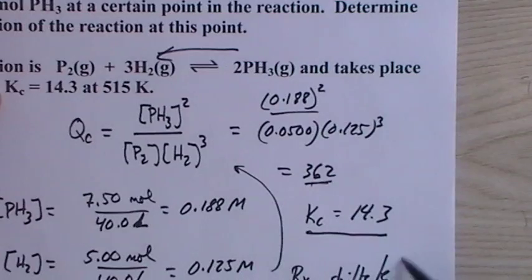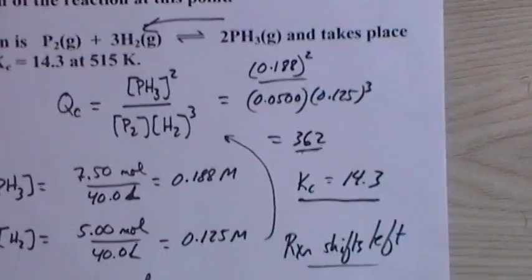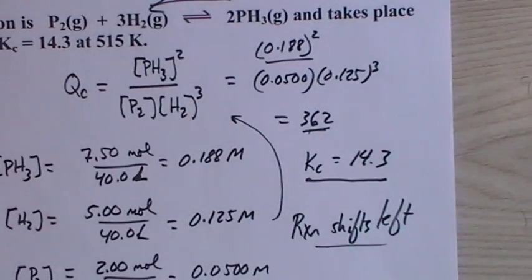That's good enough for me on the exam. If you have a different instructor, then check: do they want you to say the reaction shifts from products to reactants? Or do they want you to say that you decrease products and increase reactants, something along that line?